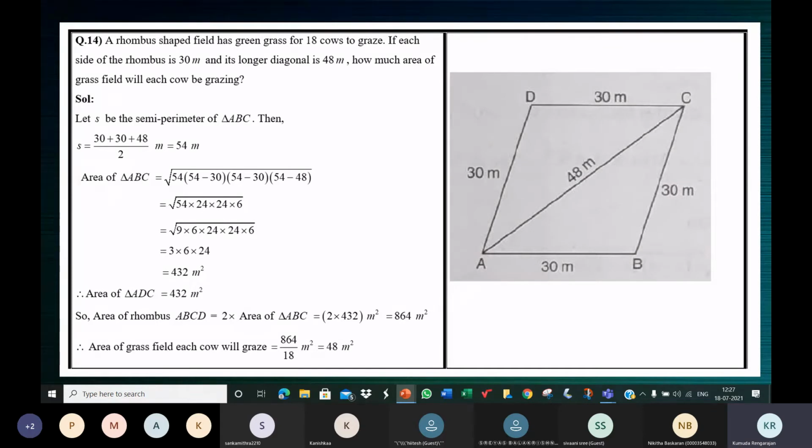Now take up any one right triangle, children. Choose a right triangle. Okay, let me choose AOB. In the triangle AOB, tell me the lengths of the sides you know. Do you know AO? Yes, ma'am, AO is 24. Do you know how much is AB? AB? 30, ma'am. What about BO? Ma'am, it is 15, ma'am.